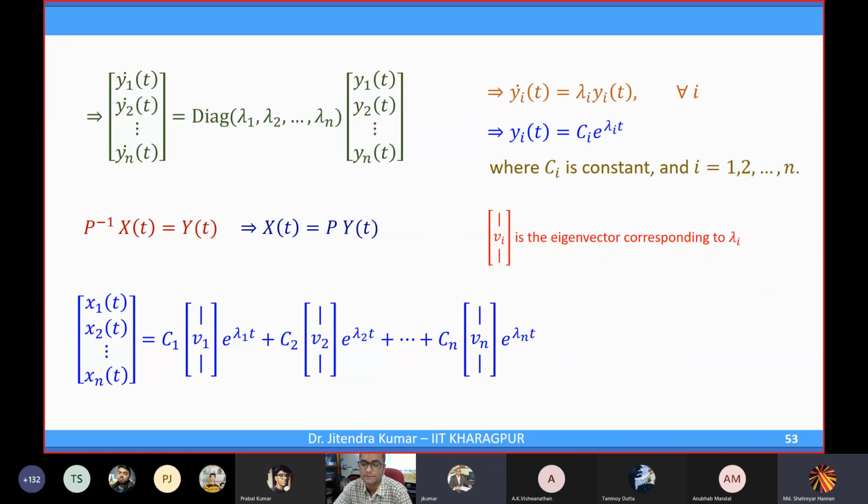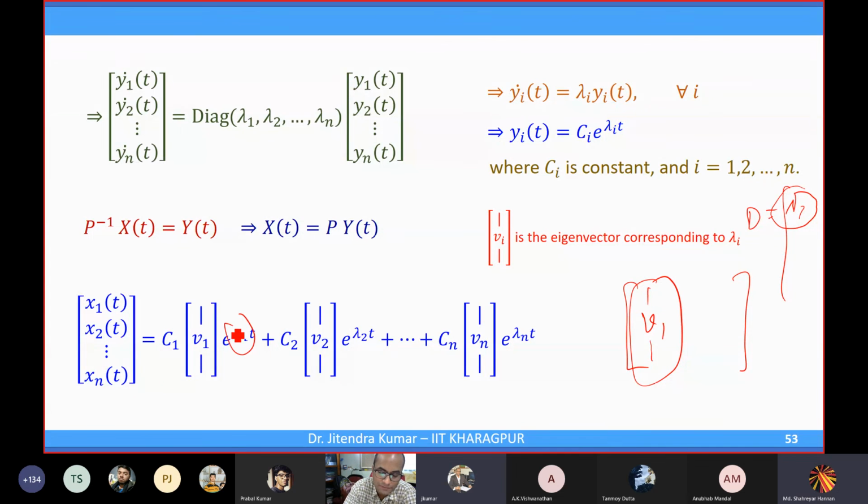Sir, the eigenvector corresponds to that eigenvalue? Yes, that will be automatic, because in your P, the first vector V1 corresponds to the first entry in D, which will be lambda 1. The first column here corresponds to that lambda 1. So this lambda 1 corresponds to this vector, lambda 2 corresponds to this vector, and so on.